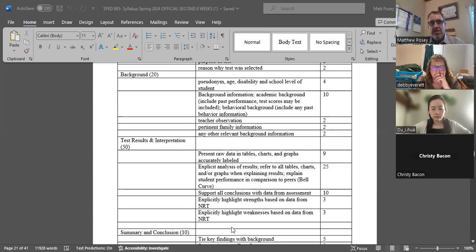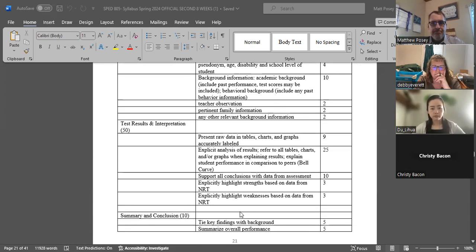Test results, interpretation. Okay, this is where we get into it, and it talks about the bell curve right here in your analysis of results. So we're going to present the data that you get in tables, charts, and graphs. Then the explicit analysis is very similar to what you did on the informal, but it says explain the performance in comparison to peers using a bell curve. So that's going to be considered one of your tables, charts, and graphs.